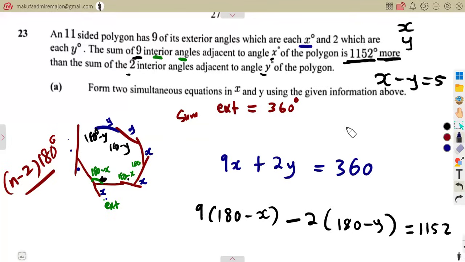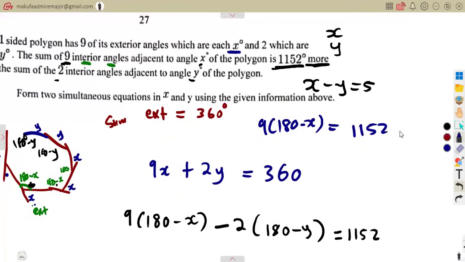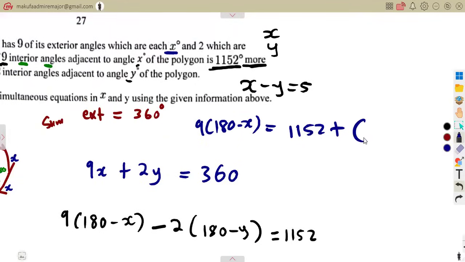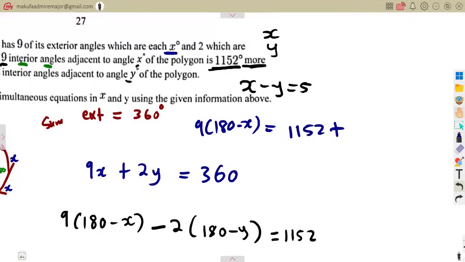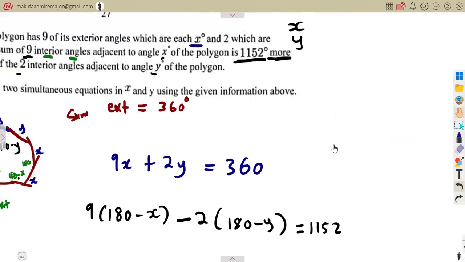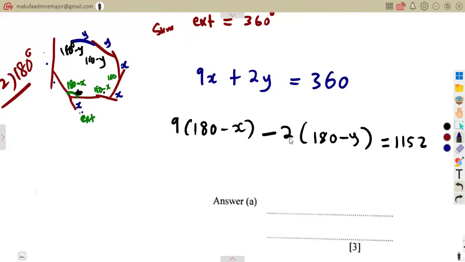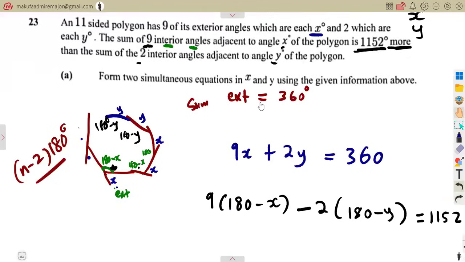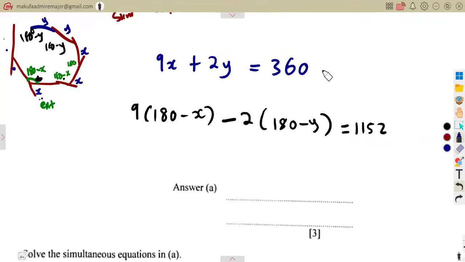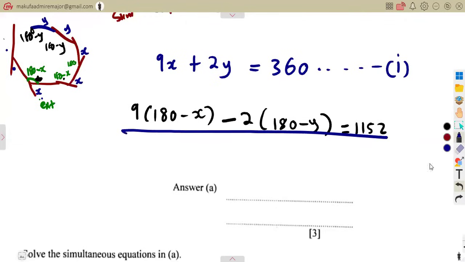So you could have written this as 9 into (180 minus x) is equal to 1152 more than what we add to it, which is 2 into (180 minus y). It was supposed to be either way. Or you simply know that when they say more than, take that from another one; the more than is the difference. So the question was for us to form two simultaneous equations using the given information above. The first one is an equation there. This is the second one. So you can reduce the second one by 9.